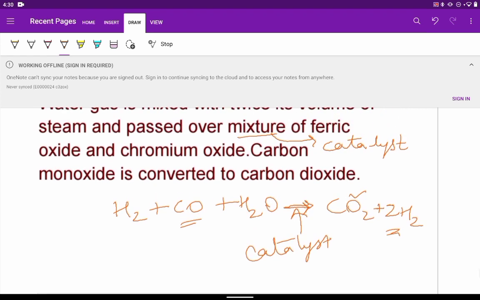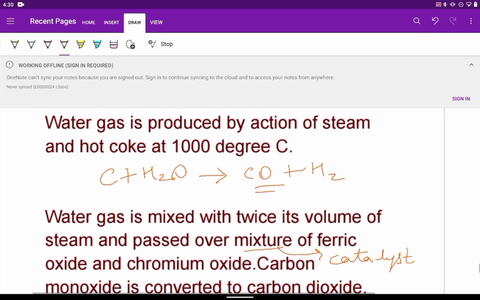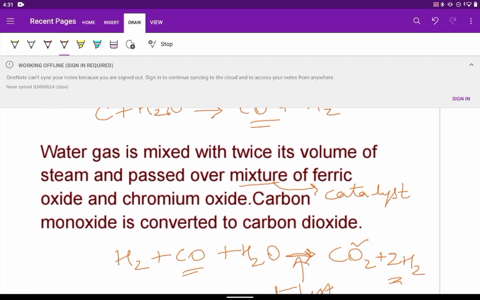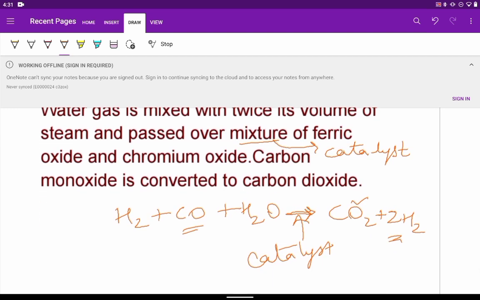So this is also a manufacturing method in which first we are producing water gas, and this water gas is mixed with twice the volume of steam, and the catalyst used is a mixture of ferric oxide and chromium oxide. The carbon monoxide part is converted to carbon dioxide and hydrogen gas will be liberated. So this is a very good manufacturing process.